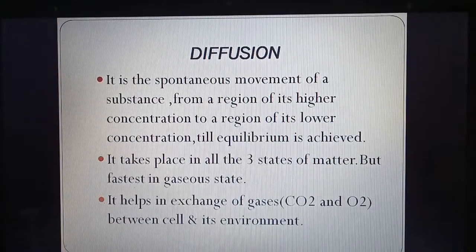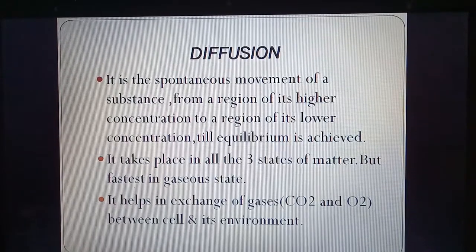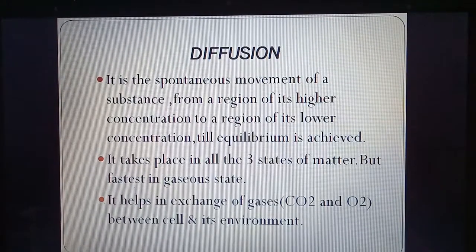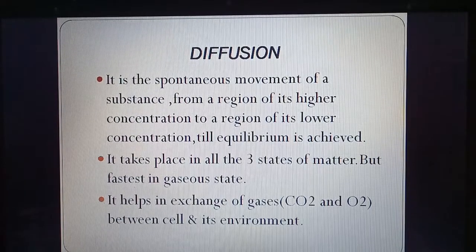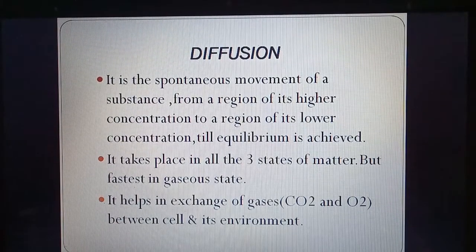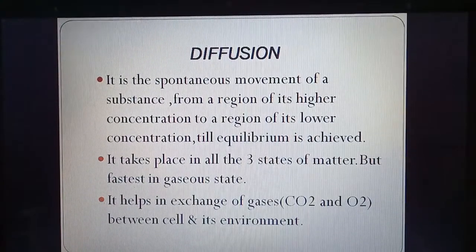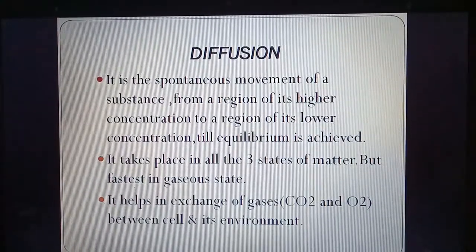First is diffusion. Diffusion is the spontaneous, continuous movement of a substance from a region of its higher concentration to a region of its lower concentration till equilibrium is achieved. So a substance moves from a region of higher concentration to a region of lower concentration till a balance is achieved in the concentration. Till this difference of concentration exists, the movement will take place.